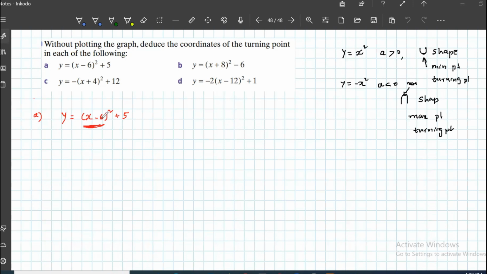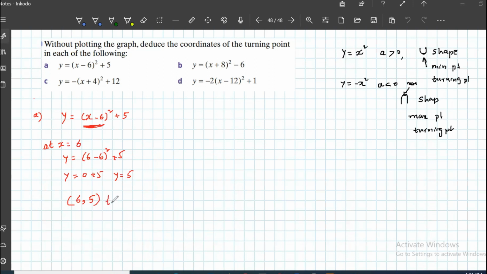Here we have negative 6, so we are supposed to write x is equal to plus 6. Plus 6 minus 6 becomes 0. In this way, we will find it. And remember that this is a U shape because x square is positive. So we will get 0 plus 5, that means we are getting y equal to 5. So our required turning point is when x is 6, y is 5.